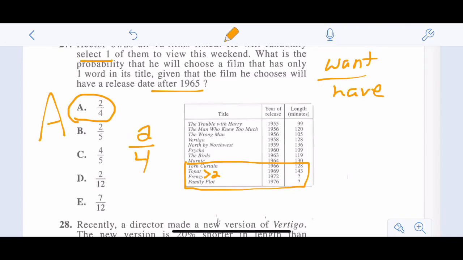It's interesting, sometimes ACT will reduce. They could have given this to you as 1/2. They could have given it to you as 0.5. There's lots of different ways they could choose to try to trip you up.